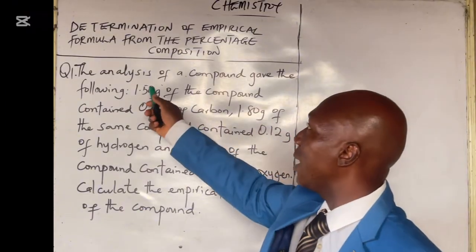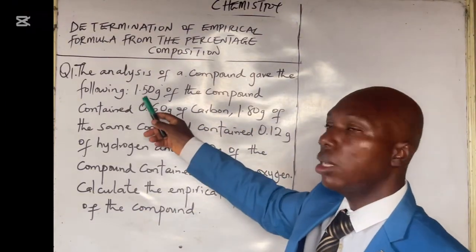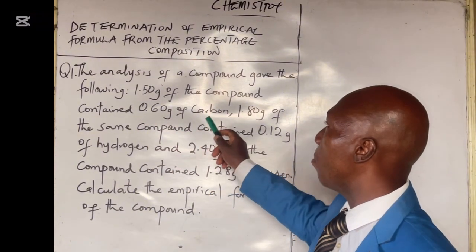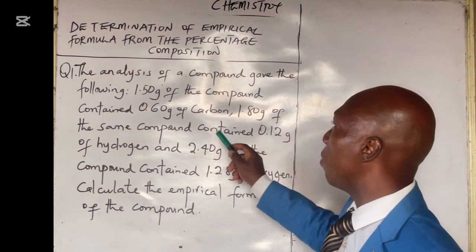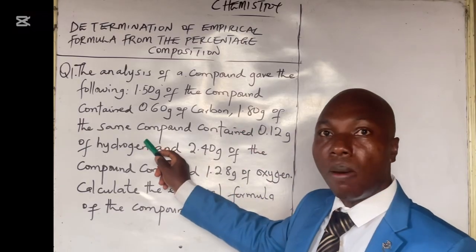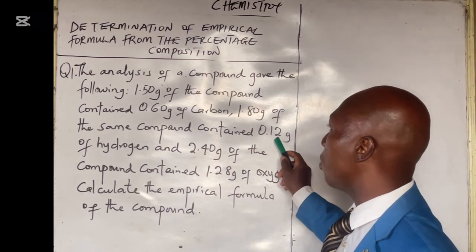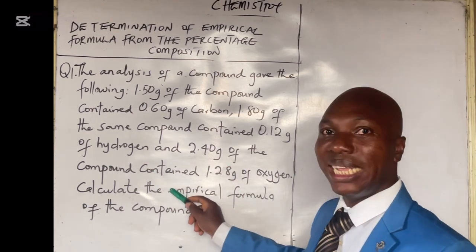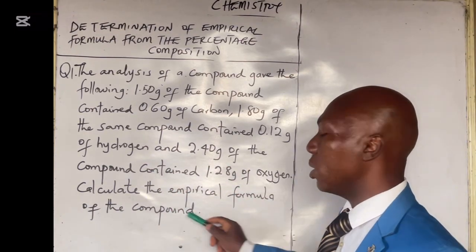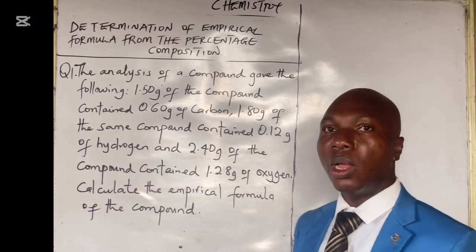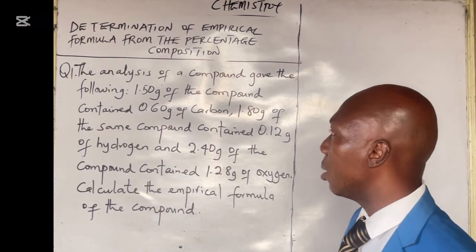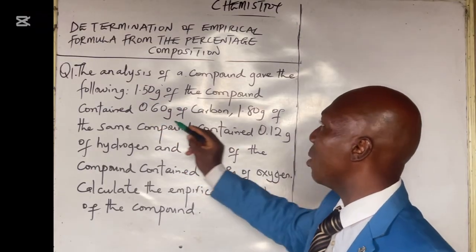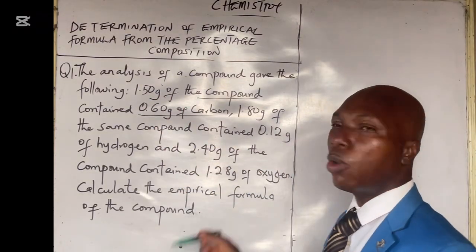So we have the analysis of a compound that gives the following. 1.50 gram of the compound contained 0.60 gram of carbon, 1.80 gram of the same compound contains 0.12 gram of hydrogen, and 2.40 gram of the compound contains 1.28 gram of oxygen. Calculate the empirical formula of the compound. To do that, we are given that 1.50 gram of the compound contains 0.60 gram of carbon.